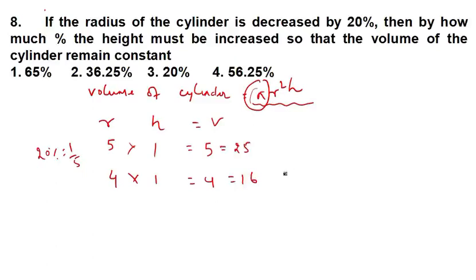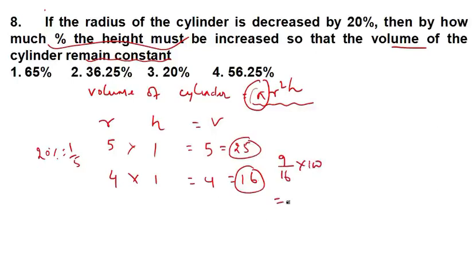It is written height must be increased by how much percent. You have to increase the height. So this is 16. Now to get back 25 so that the volume remains constant. Read the question carefully. You want the volume to be constant again. Before volume was 25, now it becomes 16. But you want volume to be constant. So in 16, you have to increase so that it becomes 25. So by how much you have to increase? You have to increase by 9. On which number? On 16 into 100.